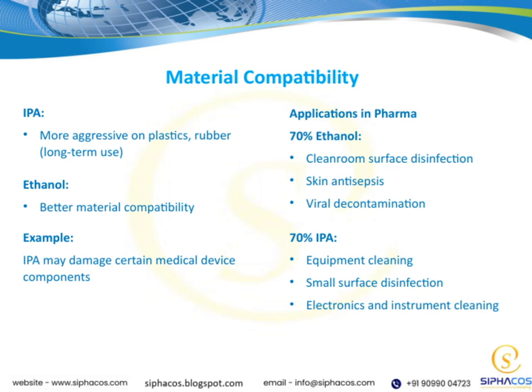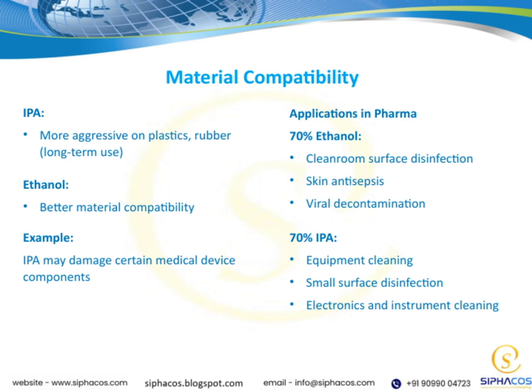Starting with 70% ethanol, it's commonly used for cleaning surfaces in cleanrooms, which is critical for maintaining sterile environments. It's also effective for skin antisepsis, helping to reduce microbial presence before injections or procedures. Additionally, 70% ethanol is used for viral decontamination, ensuring that surfaces and equipment are free of viruses. Now, moving on to 70% IPA, or isopropanol. This is mainly used for cleaning equipment, small surface disinfection, and even cleaning electronics and instruments. Its versatility makes it a go-to choice in many areas.